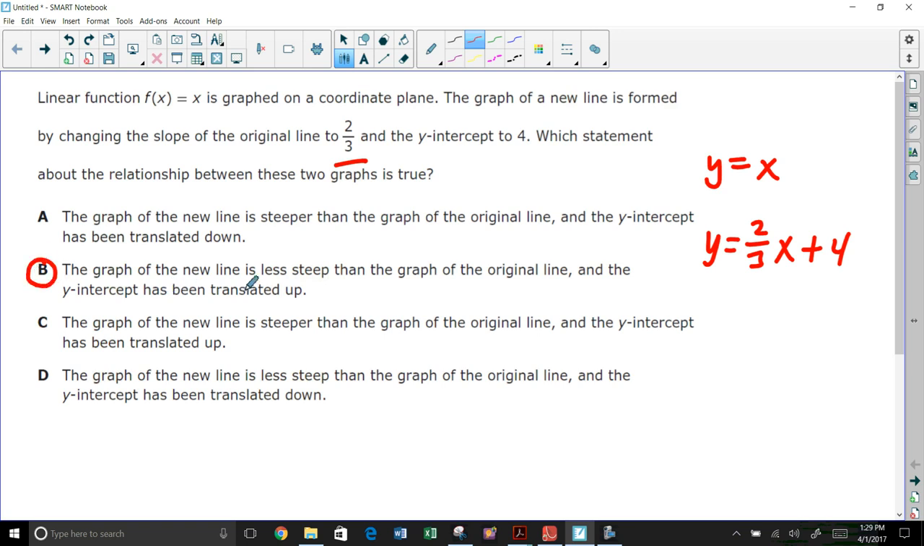The graph of the new line is less steep. That's what we had said. It was flatter. And the y-intercept has been translated up. So we had said it had gone 4 up. Letter B would be the correct answer.